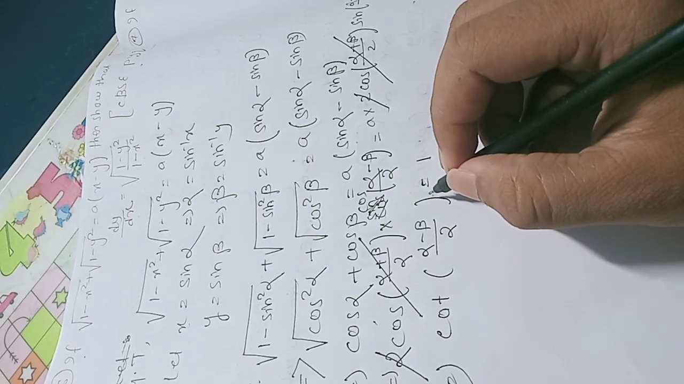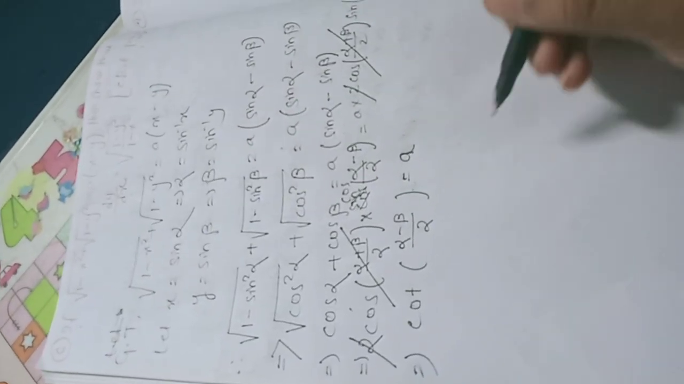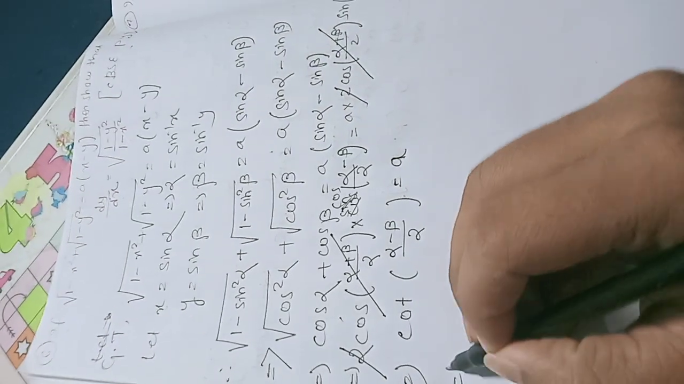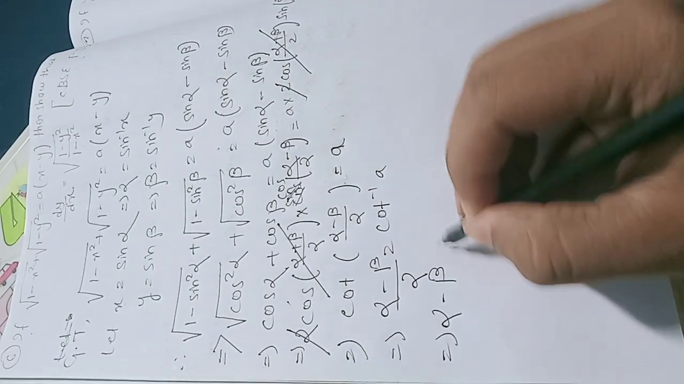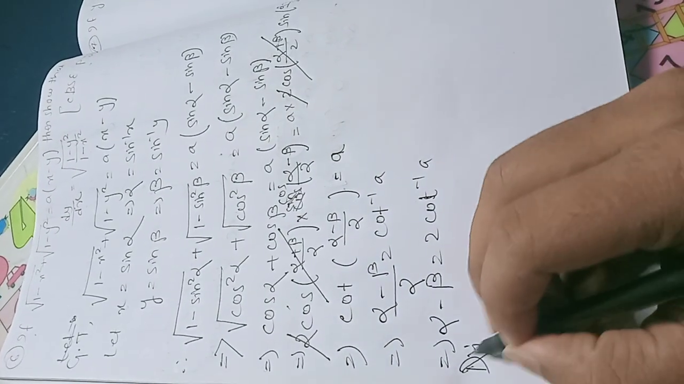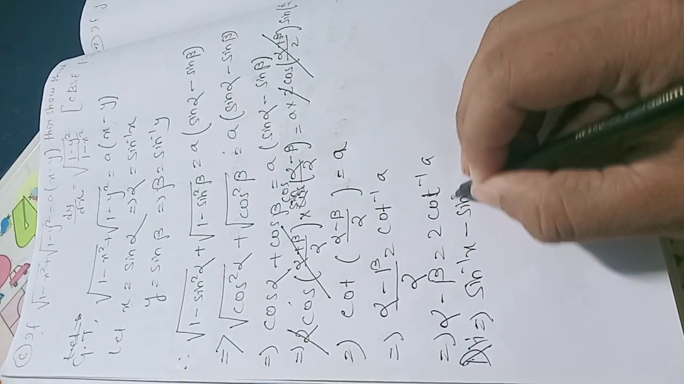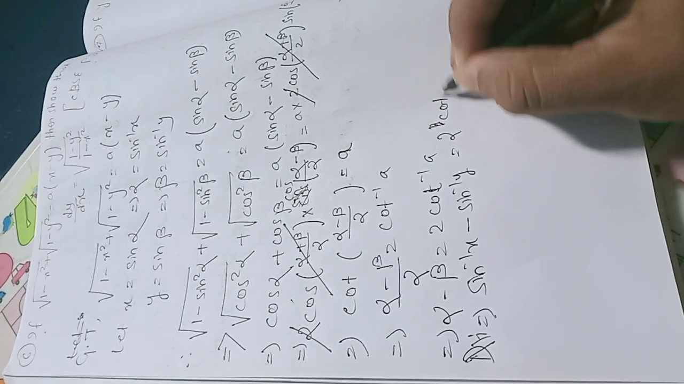Okay. Here alpha is sin inverse x, beta is sin inverse y. Cot of alpha minus beta by 2 is equal to a. Implies alpha minus beta by 2 is equal to cot inverse a. Implies alpha minus beta is equal to 2 cot inverse a. Implies sin inverse x minus sin inverse y is equal to 2 cot inverse a.